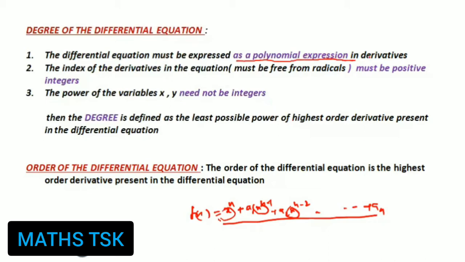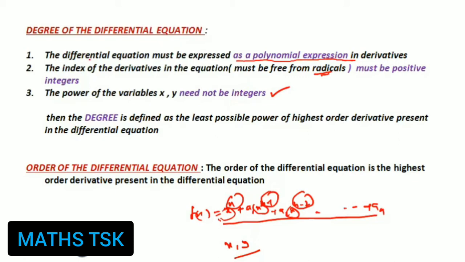Then that differential equation will have a degree, provided the index of the derivatives in this equation is a positive index. They must be free from radicals, meaning the powers of derivatives must be integers. So the equation must be expressed as a polynomial in derivatives, and the index of the derivatives must be a positive integer, whereas the powers of the variables x and y need not be integers. Keep it in mind. They may be rational or irrational numbers also.